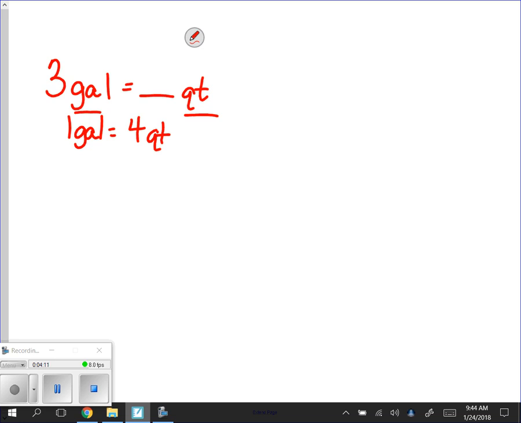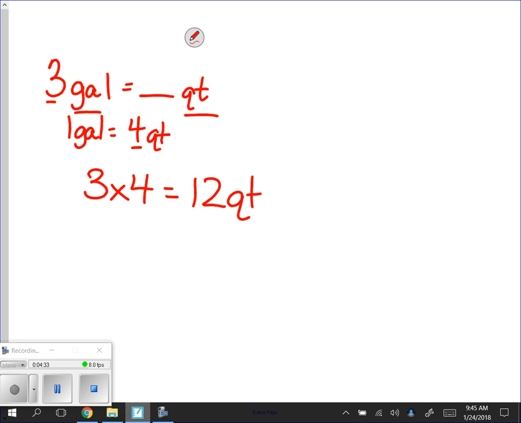But you have to kind of know which one's the big and which one's the small. If you don't know that a gallon is bigger than a quart, well, then we kind of have a problem. So I need to take 3 times the 4. 3 times 4. So then you have 12 quarts.